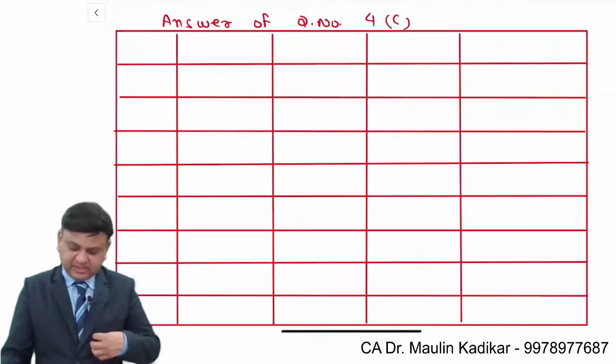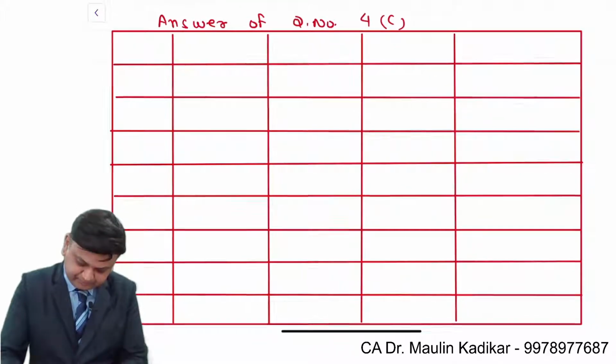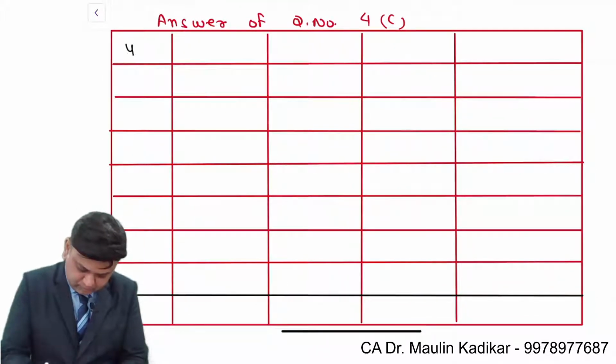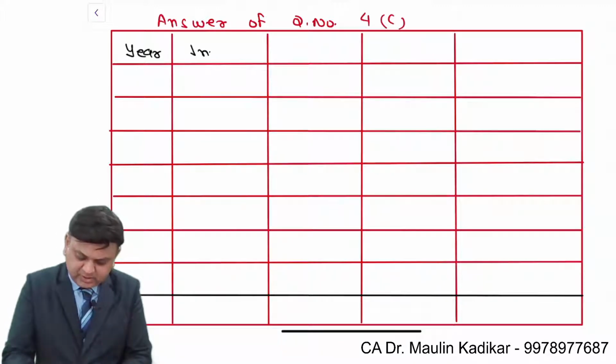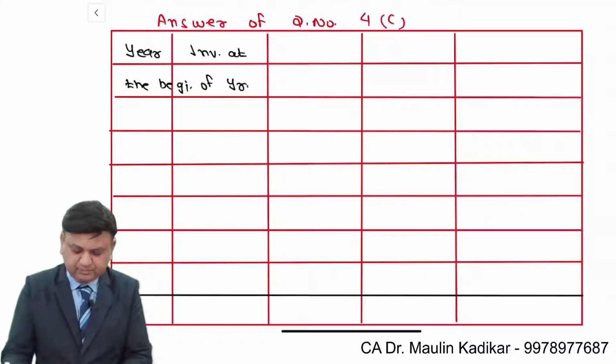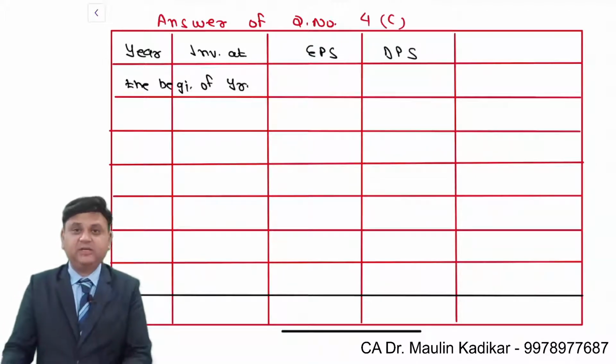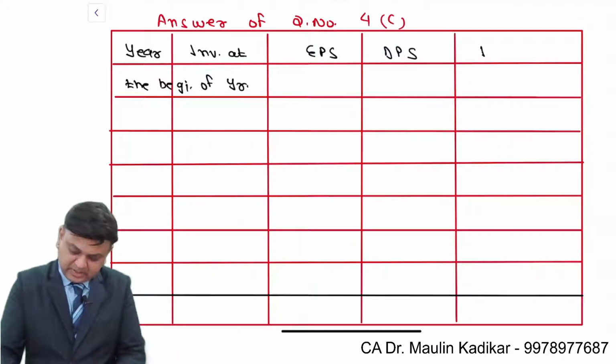Let us have understanding, let's say, how to make the calculation of answer. Column number 1 is year. Column number 2 is investment at the beginning of year. Next is earning per share. Next is dividend per share. And the last is retained earning.